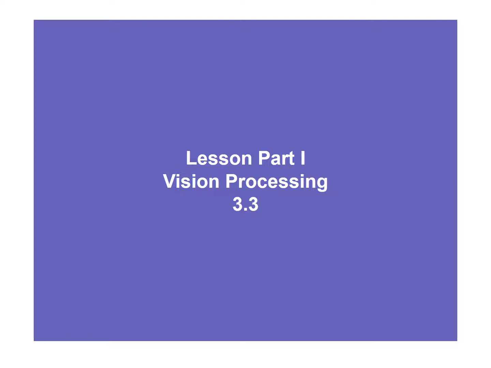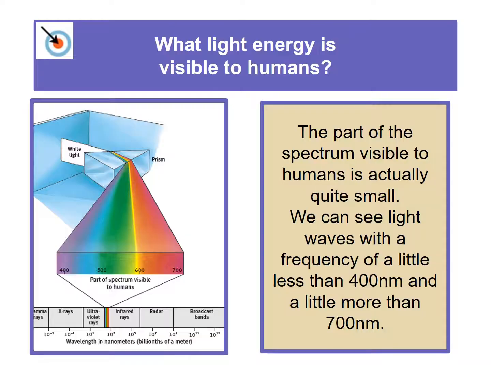Your notes say that this is 3.1 and 3.2 possibly, but this is actually 3.3 and 3.4. So we're going to start off with talking about what light energy is visible to humans before we get into how the eye works and processes the light.